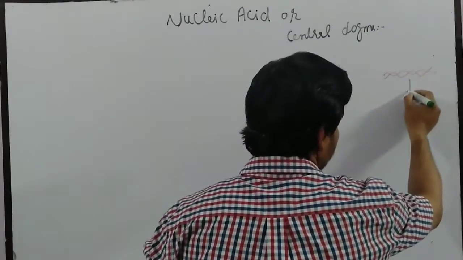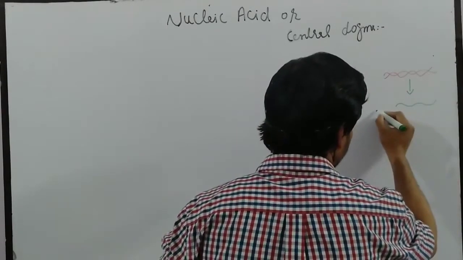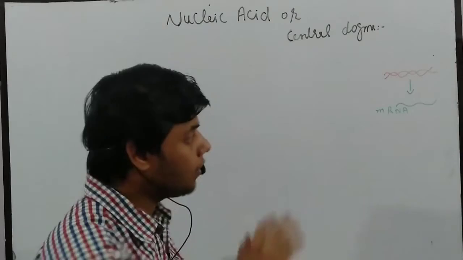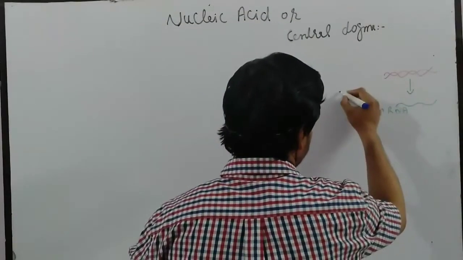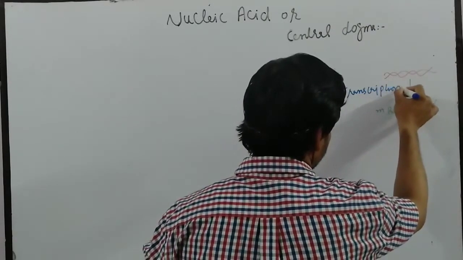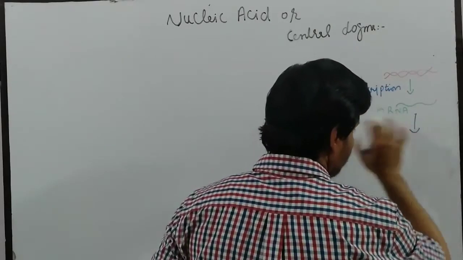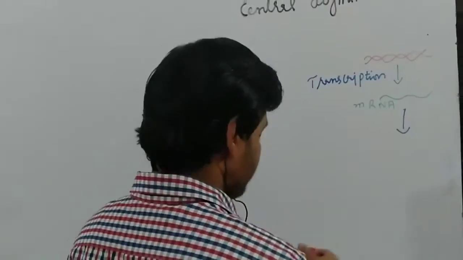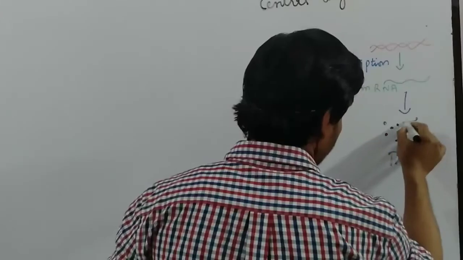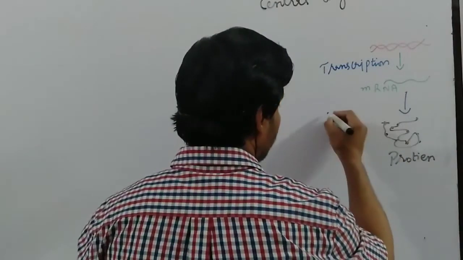Now then, from the DNA, what's actually going on? From the DNA we get the RNA, and we call that mRNA, messenger RNA. We call that phenomenon transcription. We'll be talking later in detail. Then from this messenger RNA we get the proteins. These are actually a long polypeptide chain. We get a protein structure. So we call that translation phenomenon.